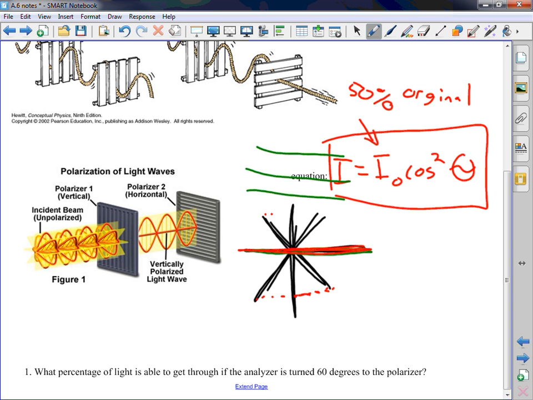This component and this component of these will make it through.